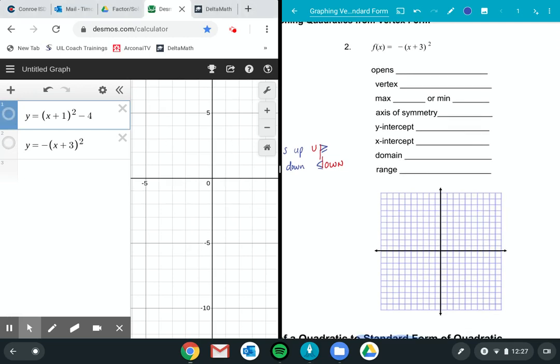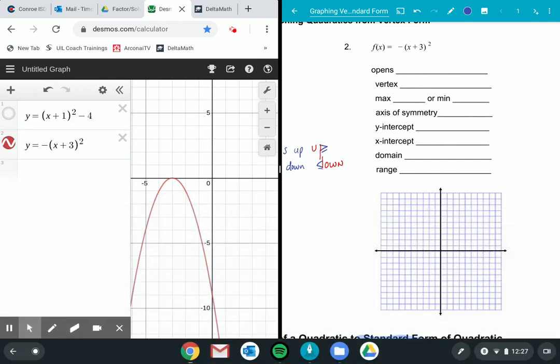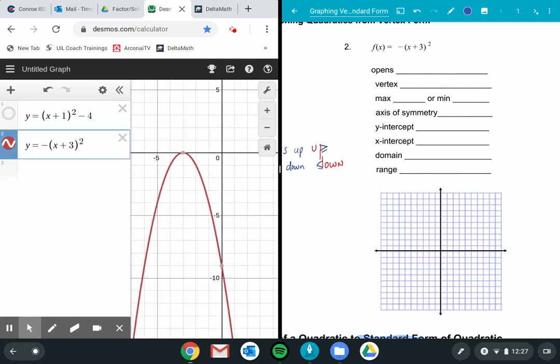So I'm going to hide this first example, and then let's mess with the graph that I'm messing with now. Negative x plus 3 squared. So looking at this guy, what we'll notice here is I have a couple things that I'm messing with. So let's answer the easy stuff right now. It opens down in this case. My vertex is my maximum because it's opening down, because it's the highest point, is at -3, 0.